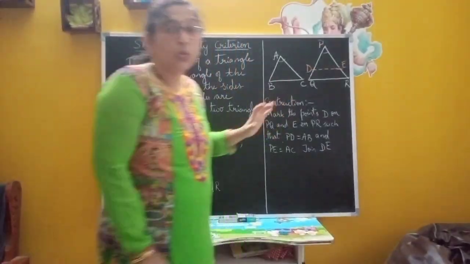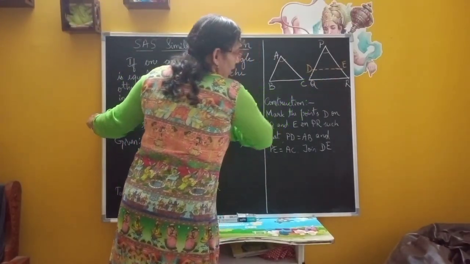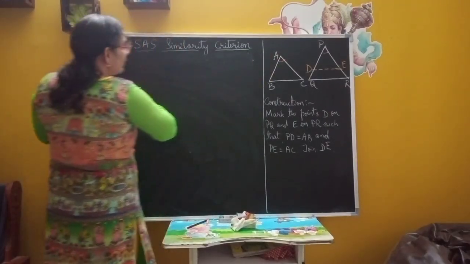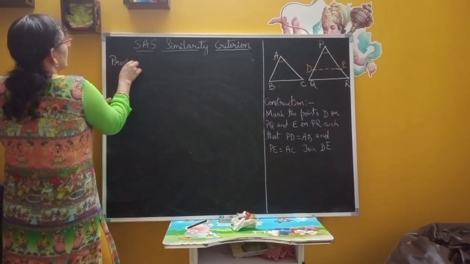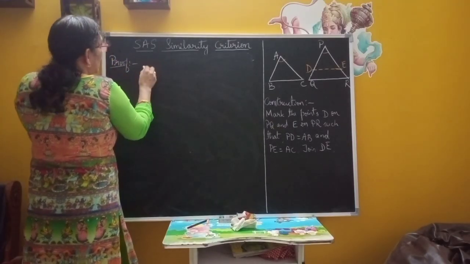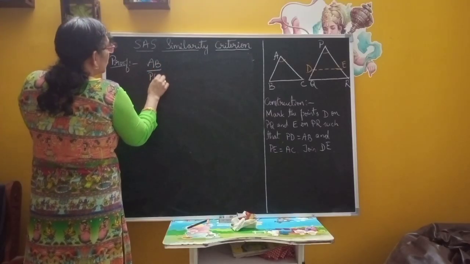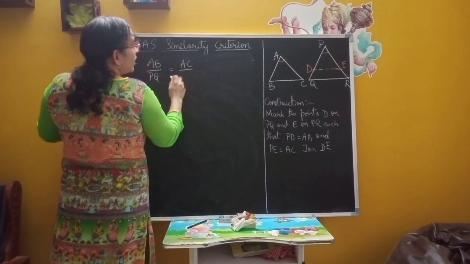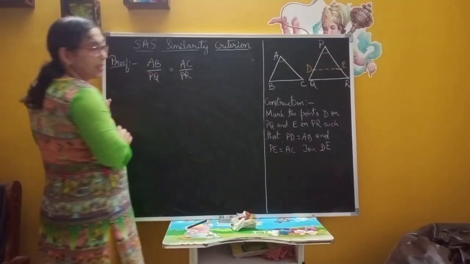So what is to be proved first? First we need to prove DE is parallel to QR, using the converse of BPT. Now let us take the ratios of two sides, the given sides. Let us write AB by PQ is equal to AC by PR.